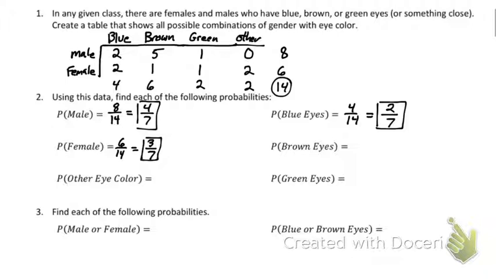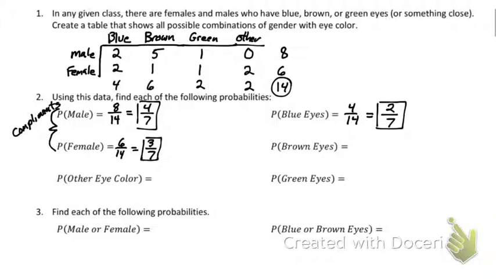In other words, the probability of being a male is 4 over 7. The probability of it not being male is then 3 over 7. So a lot of times we'll call these complements. They complement each other. When you add them together, they equal 1. They're called complements. All right, what's the probability of getting a brown-eyed person?